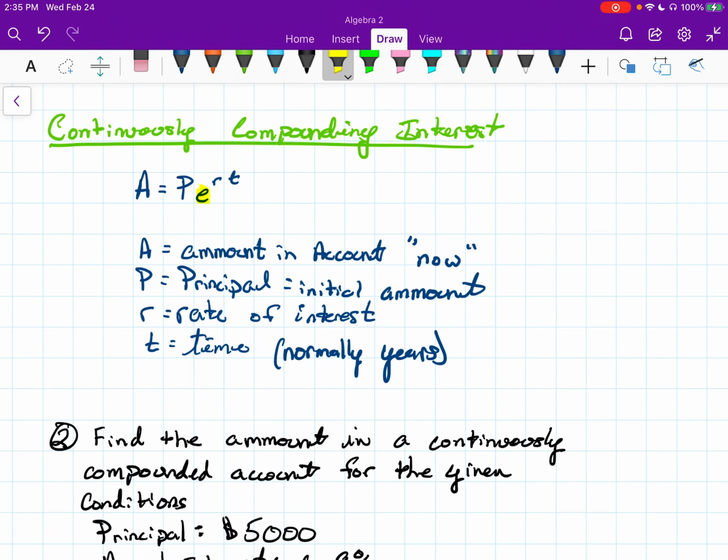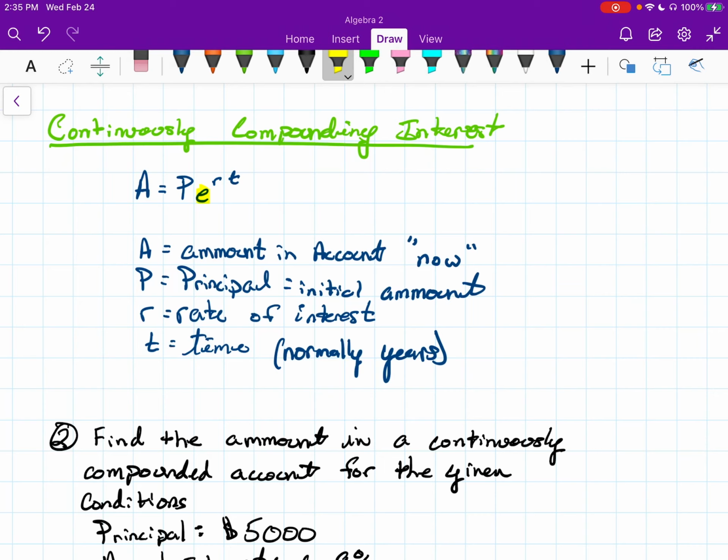It grows much faster than the monthly compounded one. So our formula here is A equals P e to the rt. Now this e here is a new number. That's a constant. It's kind of like pi, where pi just crops up in different places, and pi is this really long, irrational constant that we use in different places. That's the same thing with e.